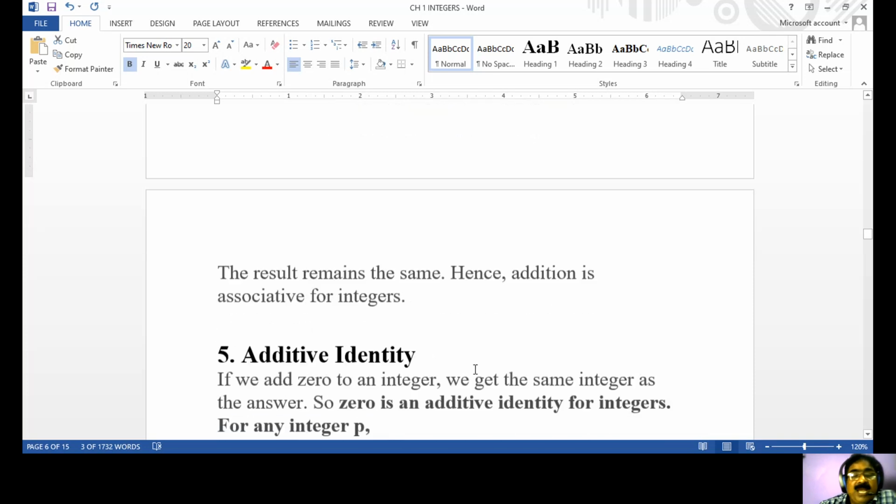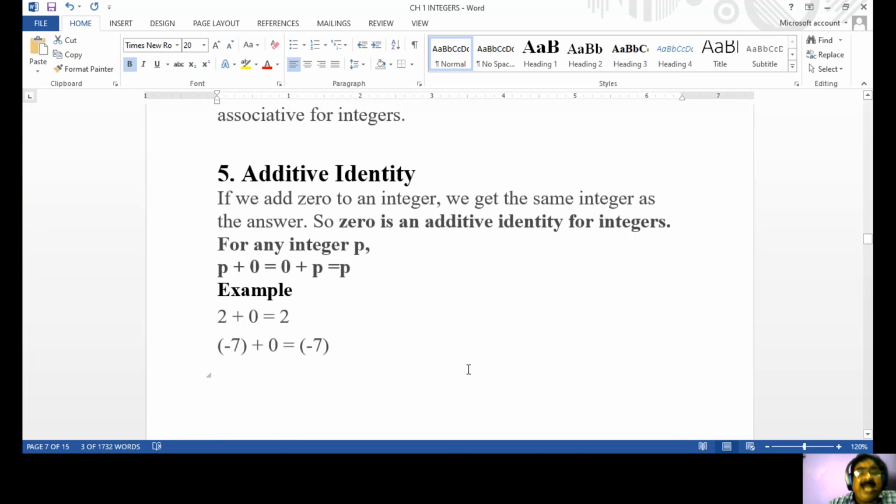Now, additive identity. What is additive identity? If we add 0 to an integer, we get the same integer as the answer. So 0 is the additive identity for integers. For any integer p, p plus 0 is equal to 0 plus p is equal to p. Here we can say that whether we add 0 to a number or a number to 0, the answer will always be the same. For example, 2 plus 0 is equal to 2, minus 7 plus 0 is equal to minus 7. The answer will always be the same.